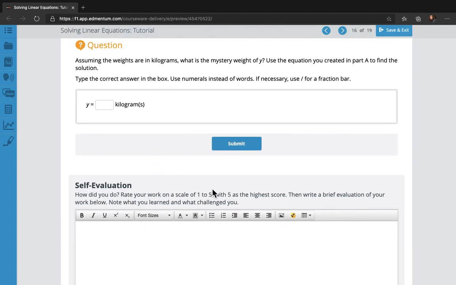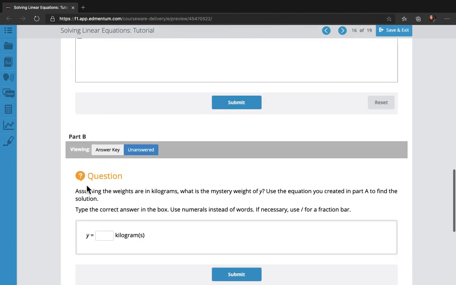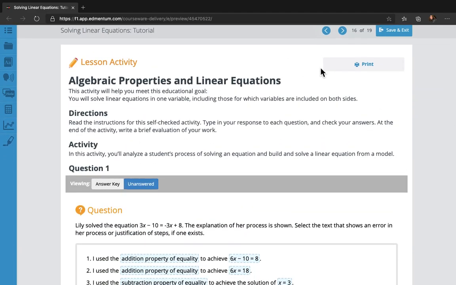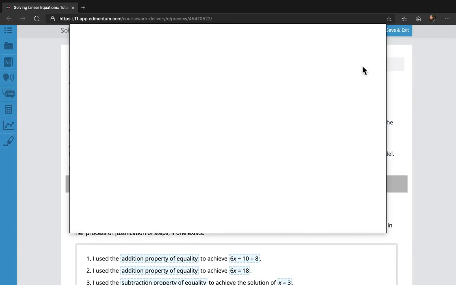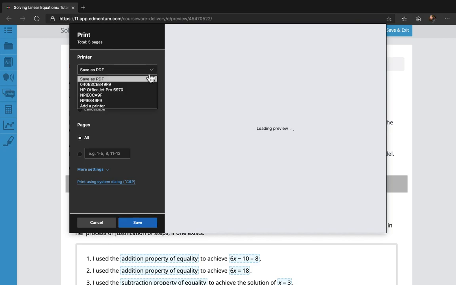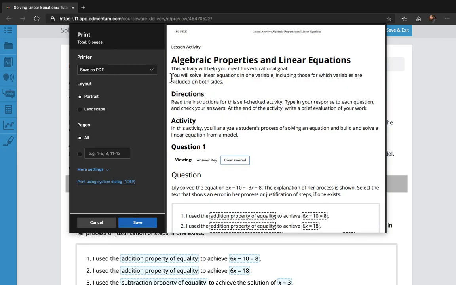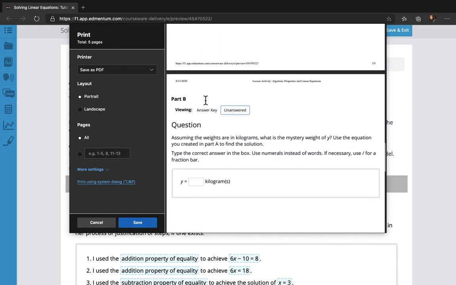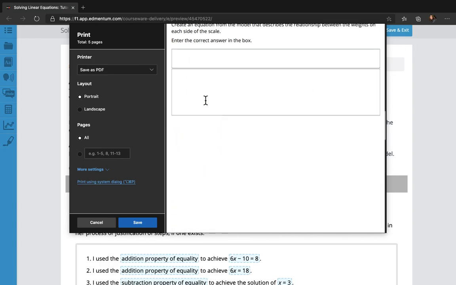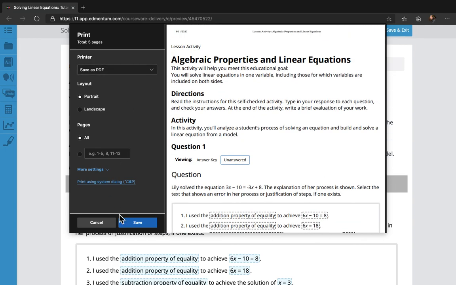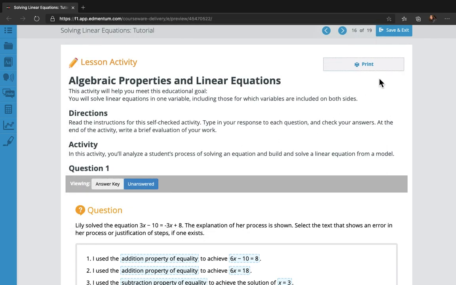Self-evaluation, if you respond to that, please make sure you respond to that. Then keep in mind when you're done, you're going to hit print. You want to save that to PDF, and then upload this on Teams. It is Monday. It's due today at 11:59 on Teams. All right, let me know if you guys have any questions with today's lesson.